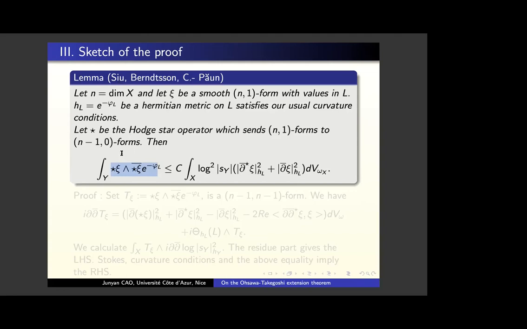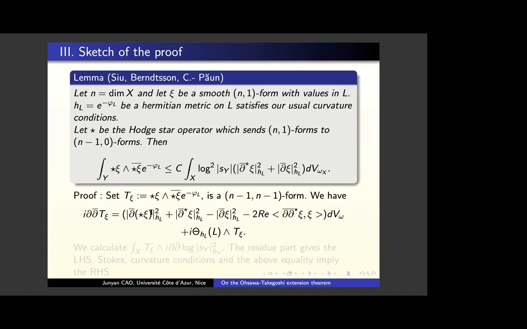So the lemma of Siu tells us that the integral of this (n-1)-form over Y can be controlled by the L2 norm of its derivative over the total space X. This is quite a strong result: its L2 norm on the boundary can be controlled by its H1 norm over X, where the boundary here is of complex codimension one. For the proof, in fact, it's a consequence of Stokes' inequality.